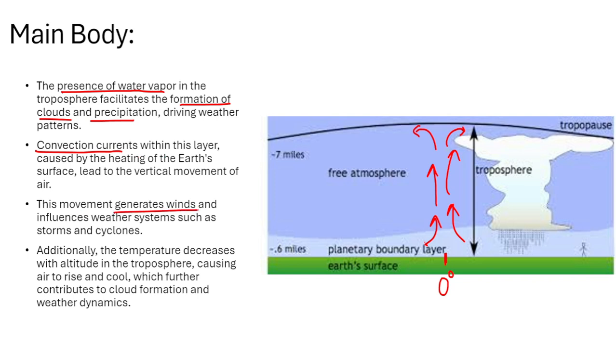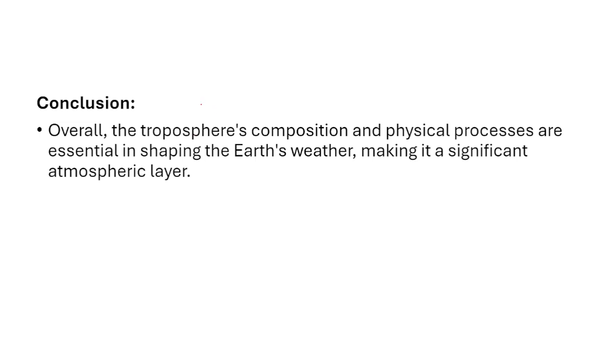So this movement generates winds and influences weather systems like storms and cyclones. Additionally, temperature decreases with altitude in the troposphere, causing air to rise and cool, which further contributes to cloud formation and weather dynamics. And all these phenomena are happening in the tropospheric layer. So now the desired part of the question has been answered in this main body, that is, in what way the troposphere becomes important. Now in conclusion: overall, troposphere composition and physical processes are essential in shaping the Earth's weather, making it a significant atmospheric layer.